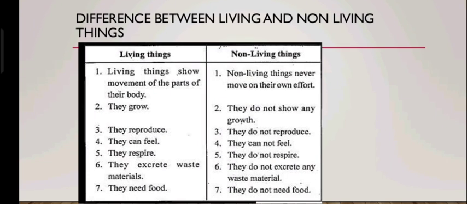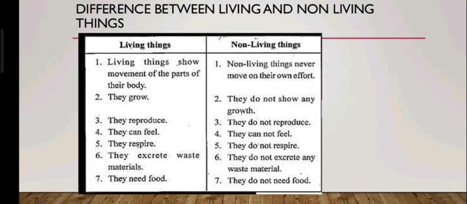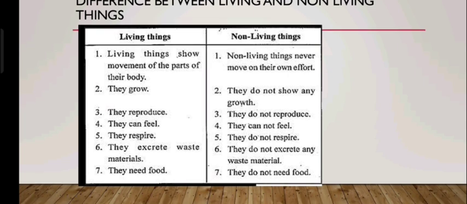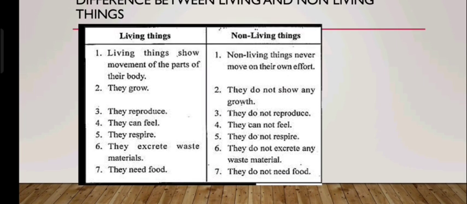The next one is the difference between living and non-living. We already learned what is living and what is non-living, right? Can we recall? Living things are the things which are alive, which have life. But what is a non-living thing? A non-living thing doesn't have any life, it is not alive.